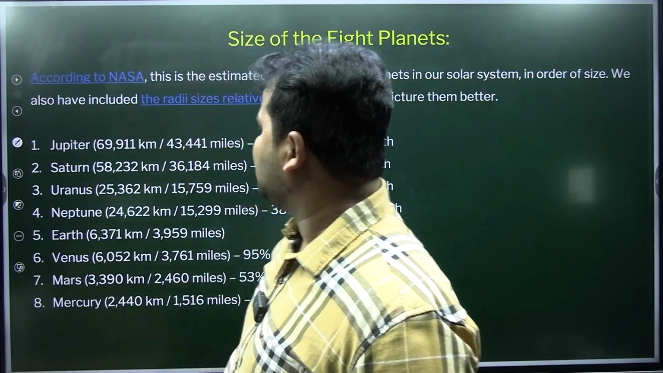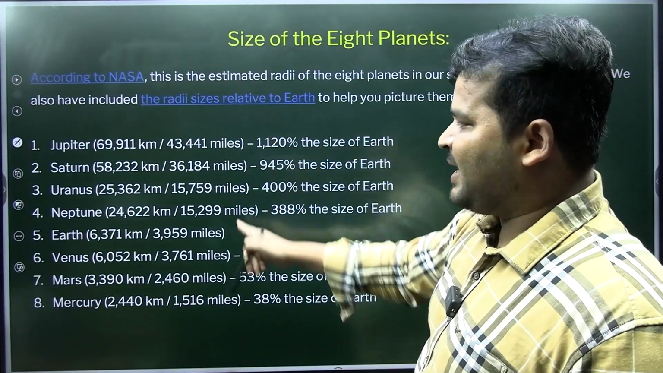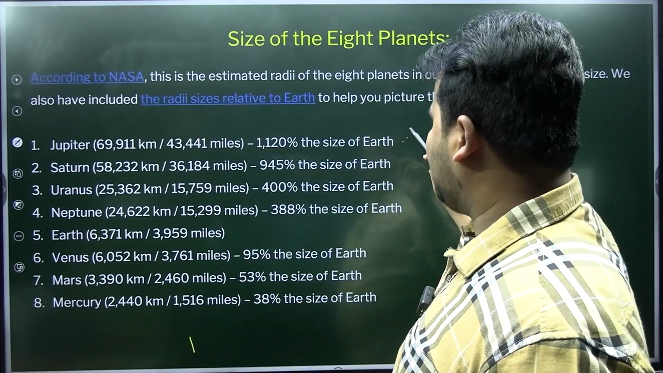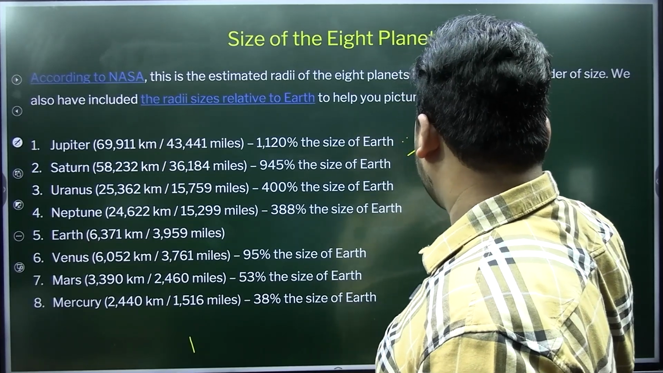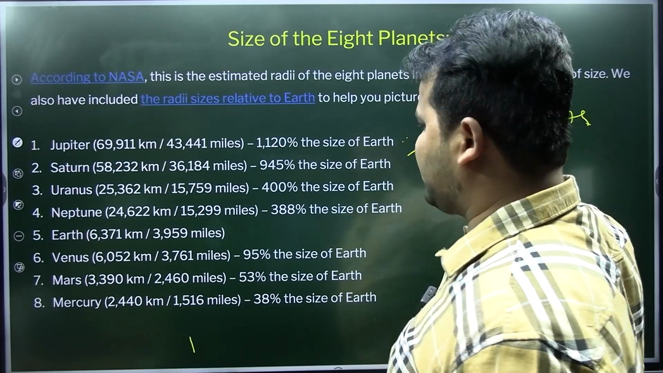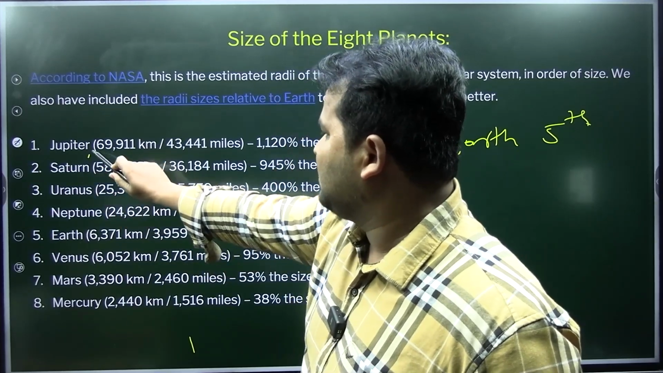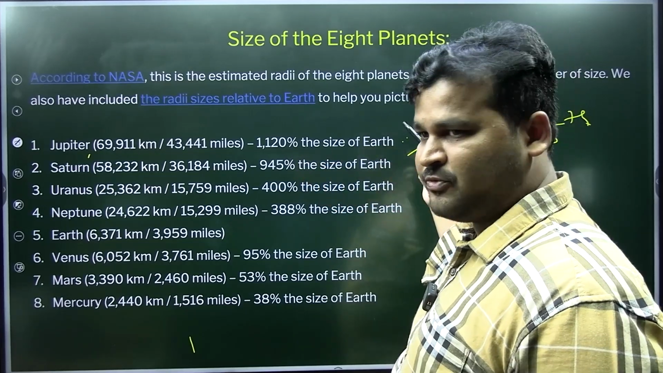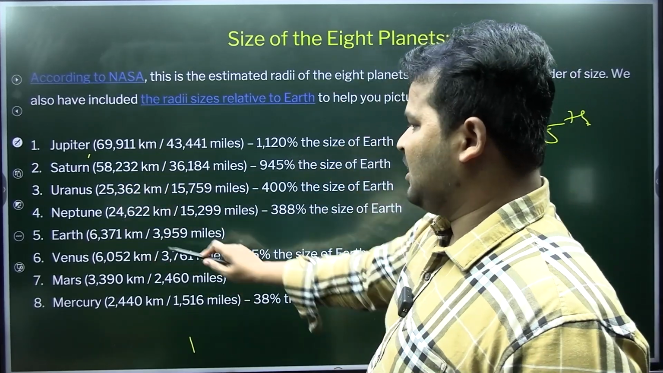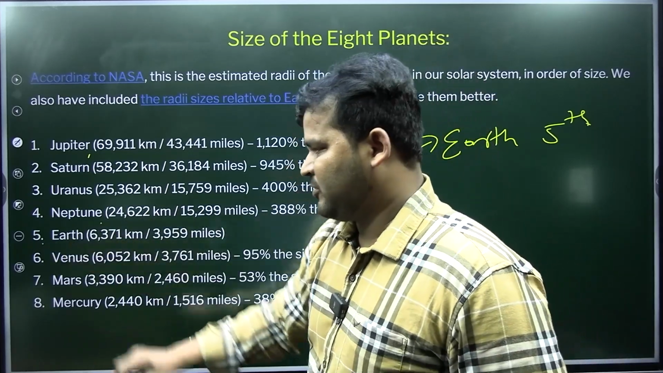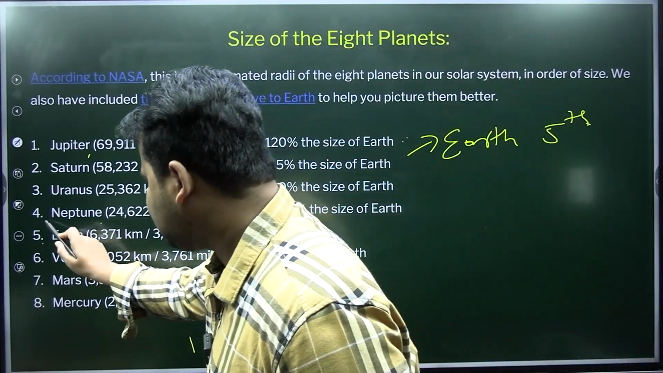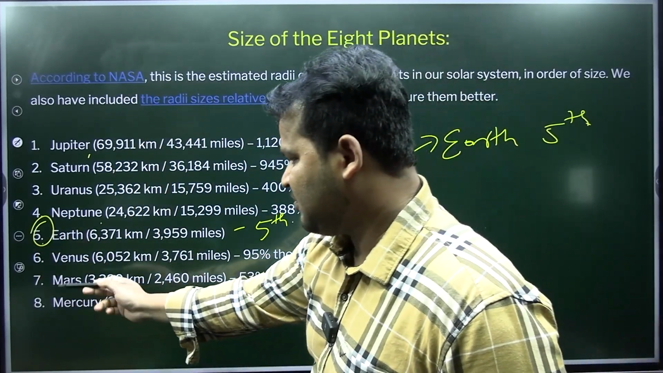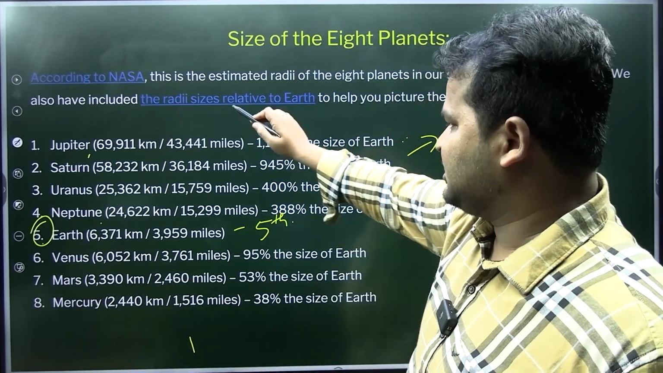Next, after that, you can find the planets' size. According to this size only, we got the Earth's rank as 5. We can find here Jupiter, which is 120% of the size of the Earth. Saturn, second place. Uranus, Neptune, and fifth. In terms of size, Earth's rank stood at fifth place. Sixth Venus, seventh Mars, and eighth Mercury. So this is the information.